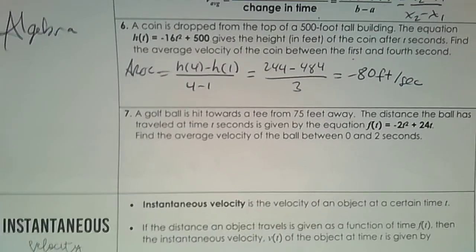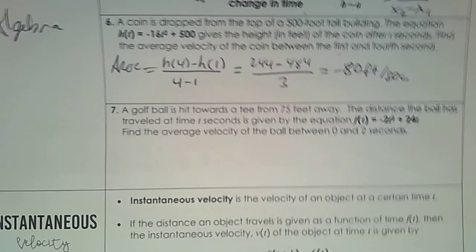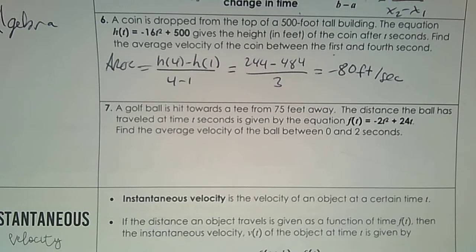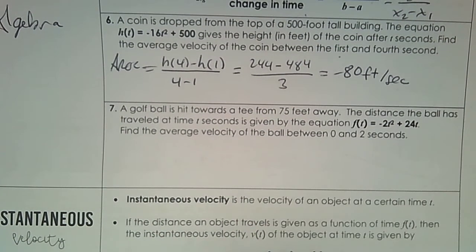How about number 7? A golf ball is hit towards the tee from 75 feet away. The distance the ball has traveled at t seconds is given by that equation. Find the average velocity. That's algebra.